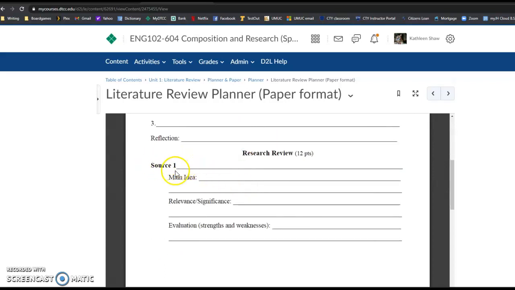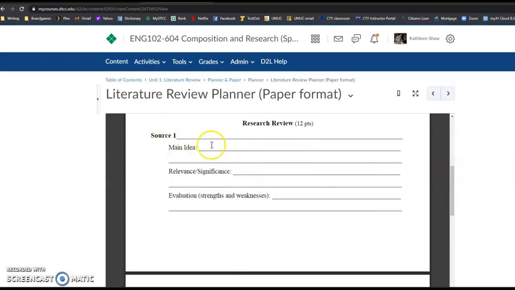Research review. Source one, this is the title of your first source that you found. Main idea: a couple of sentences using that summary language. This article, by so-and-so, explains... You can include the title, the author, the publication year. This is going to be your couple of sentences where you explain basically what's happening in the article.